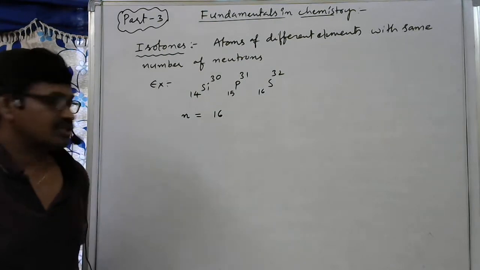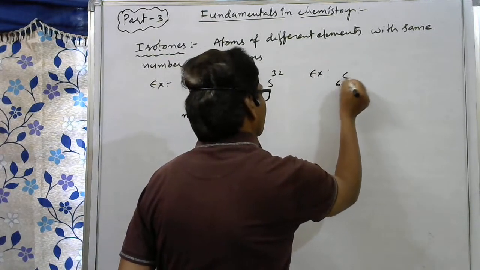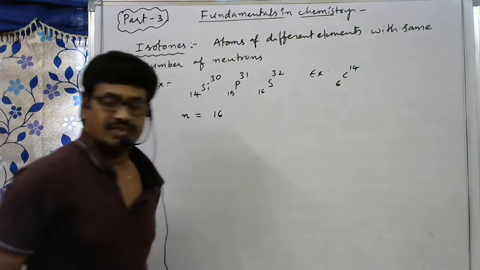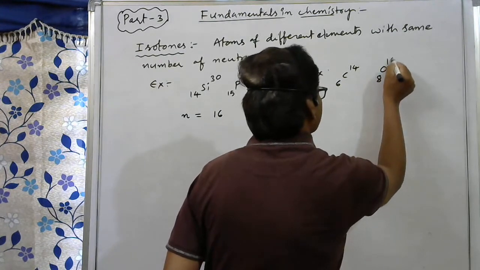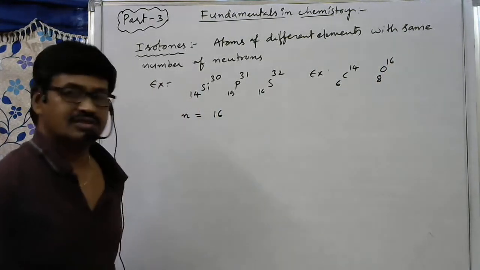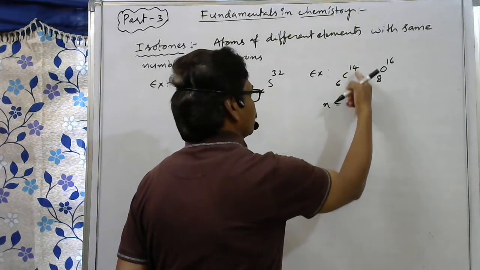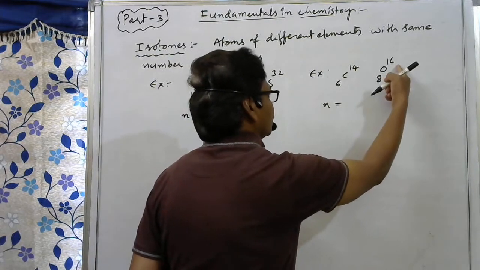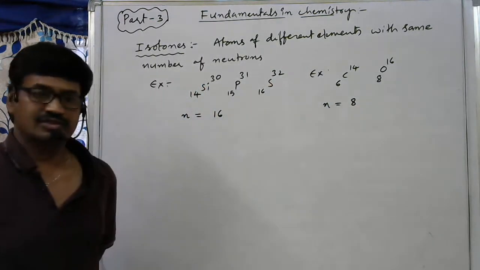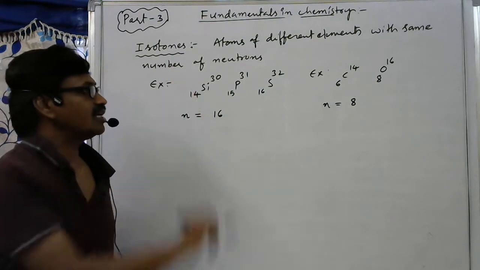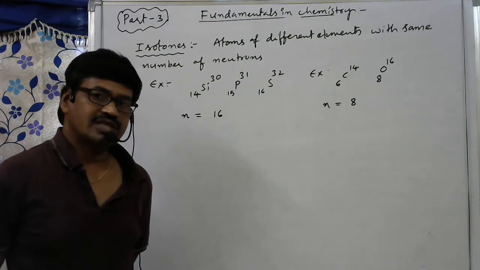Similarly, I'll give one more example. Carbon-14 with atomic number 6, and oxygen-16 with atomic number 8. These two are isotones. Here the number of neutrons is 14 minus 6, and here 16 minus 8, so how many? 8. The atoms of different elements with the same number of neutrons are called isotones.